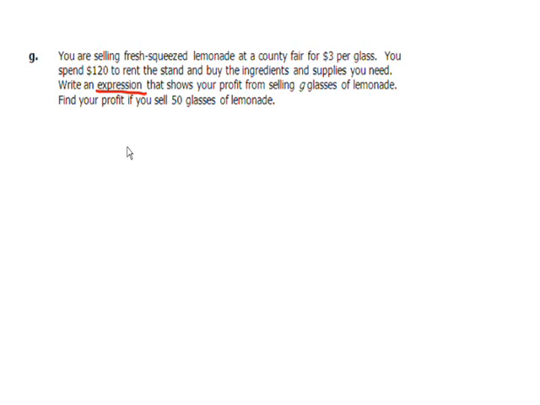So if I'm talking profit, that means the money I make that is more than $120 because I've already lost $120 and I'm selling it for $3 per glass.